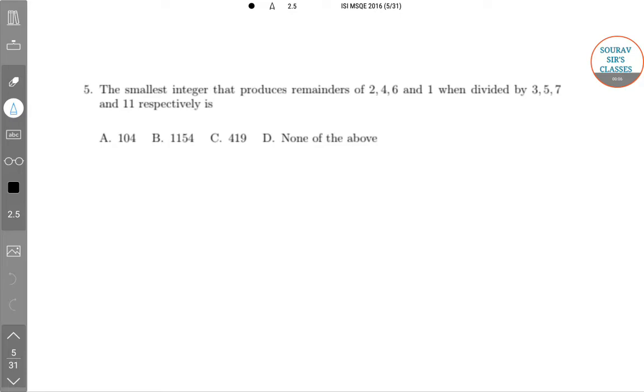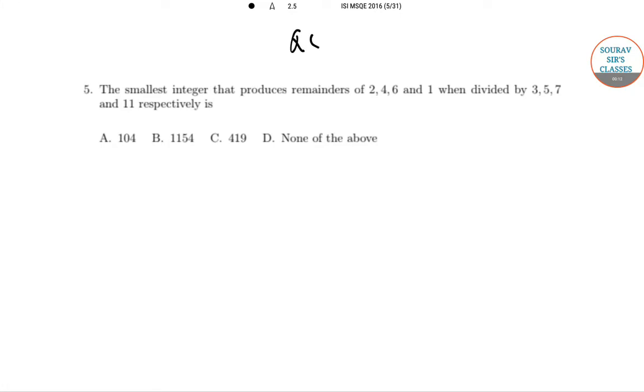Today we'll be solving the ISI MSQE question paper from the year 2016. Today we'll be solving question number 5 and question number 6 from the ISI MSQE paper. So let's start with question number 5.